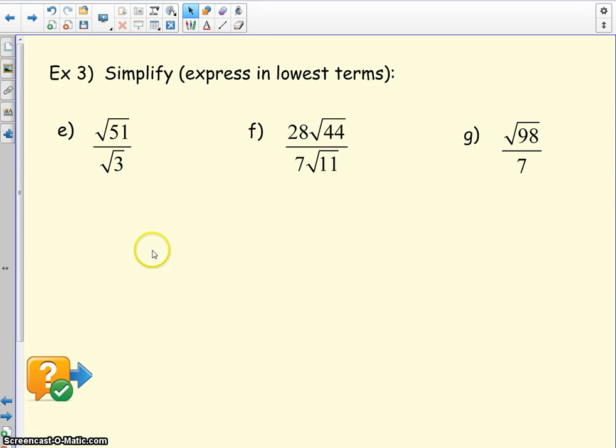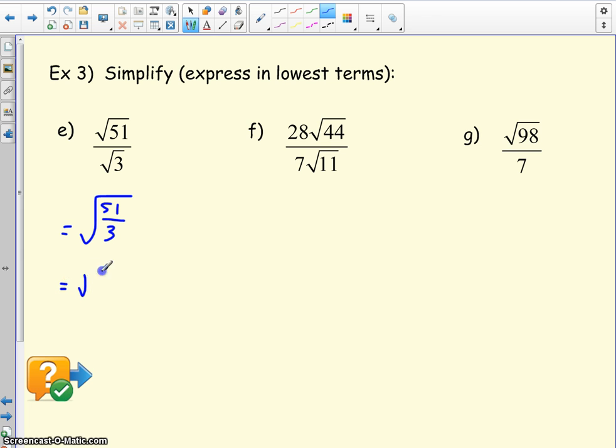Okay, welcome back. So let's take a look at these division ones. Now you've had a chance to give them a try. So using the division rule, if you're dividing two radicals, you can combine them under one gigantic radical. So it'll be the square root of 51 over 3, all under one root. And 51 divided by 3 gives you 17, so all this is root 17.